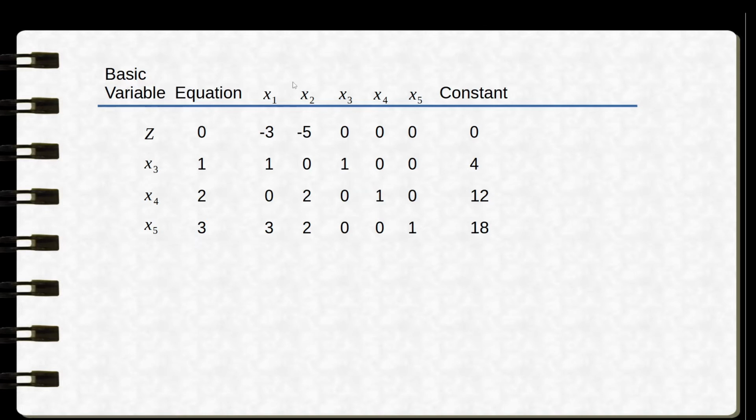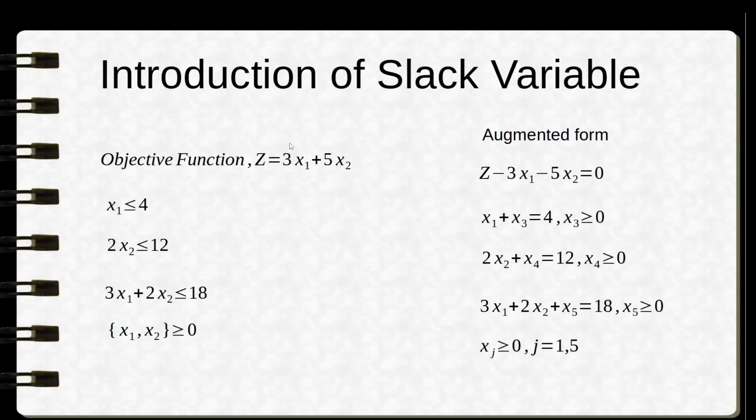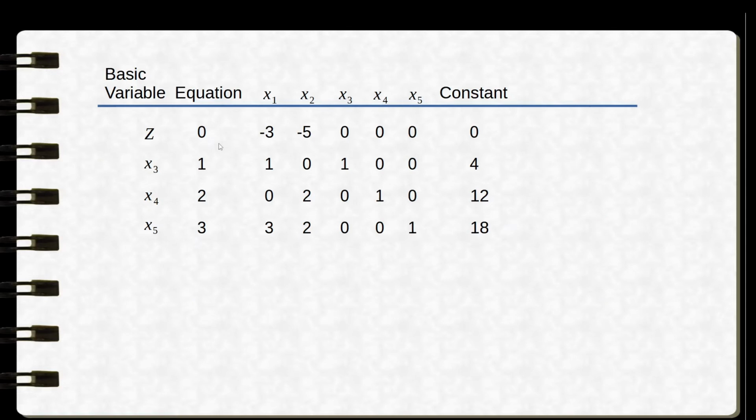In the objective function, the coefficients for x1 and x2 are -3 and -5. Go ahead, have a look. Similarly, in equation number 1, the coefficients for x1 and x3 are 1 and 1, and of course, the RHS of the equation is 4. In equation number 2, the coefficient of x2 is 2 and the coefficient of x4 is 1, and the RHS of the equation is 12. Similar can be said for equation number 3.